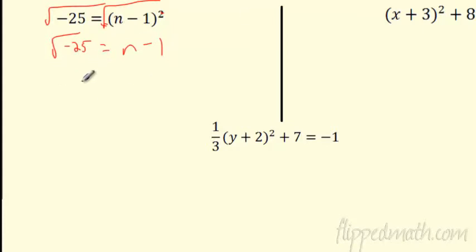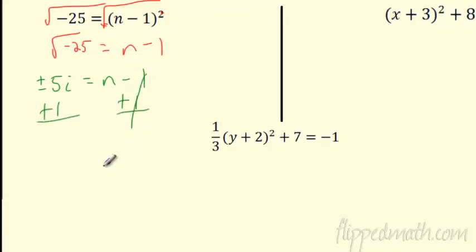Let's go ahead and break this down a little bit. What is the square root of negative 25? Well, I know it's 5 times 5, so this really becomes, again, plus or minus 5i. That i gives us that negative, and then 5 times 5 is 25. So it's plus or minus 5i, that n minus 1, but I haven't solved for n yet. What do I got to do? I got to add 1 to both sides.